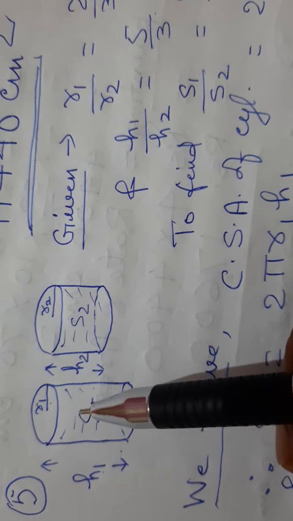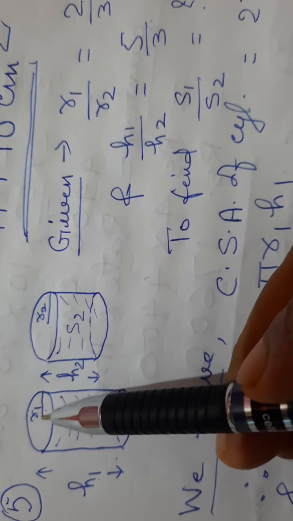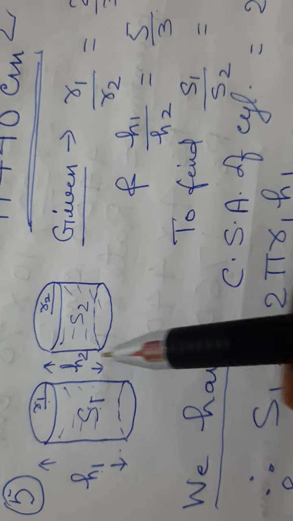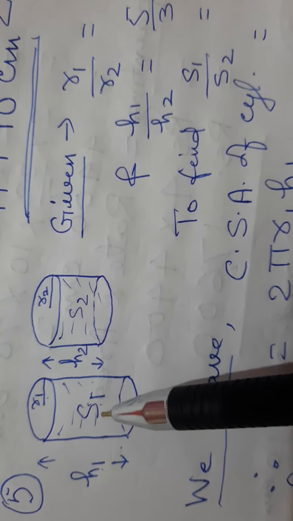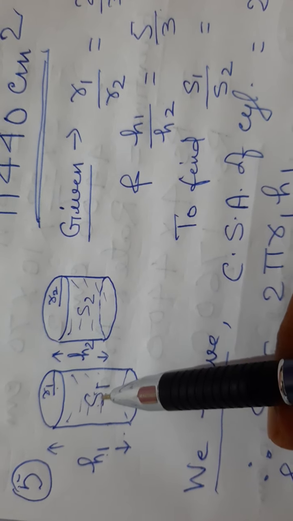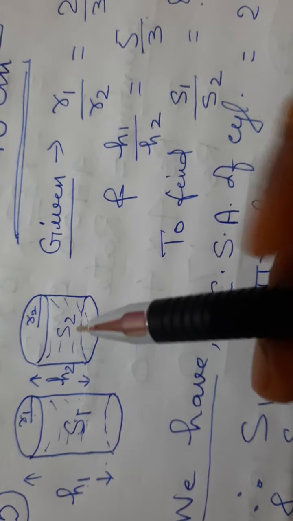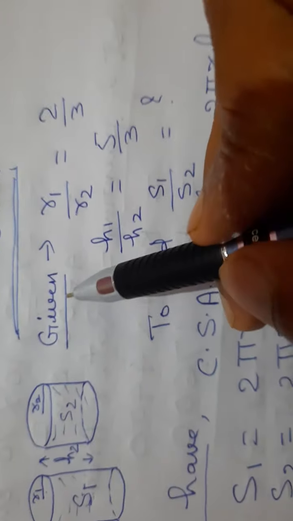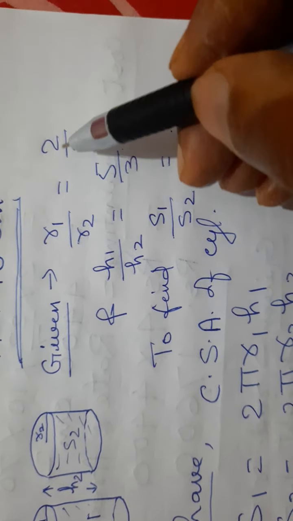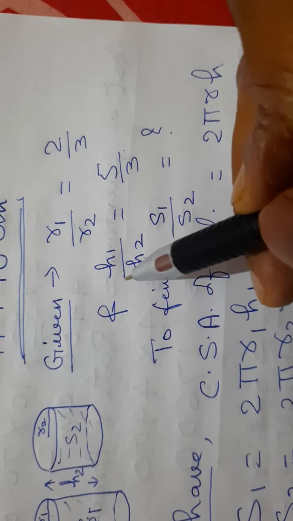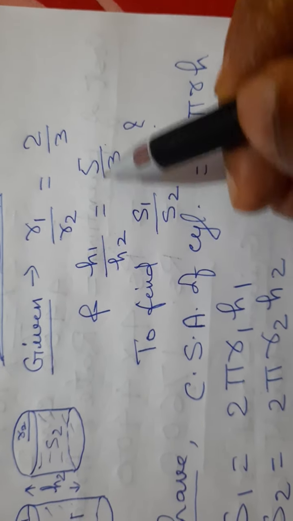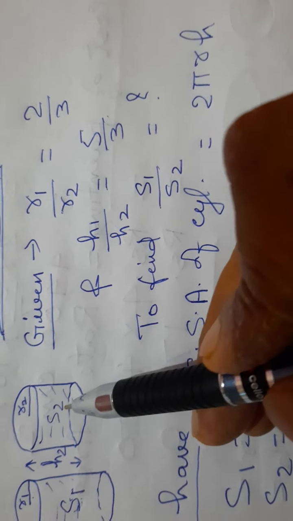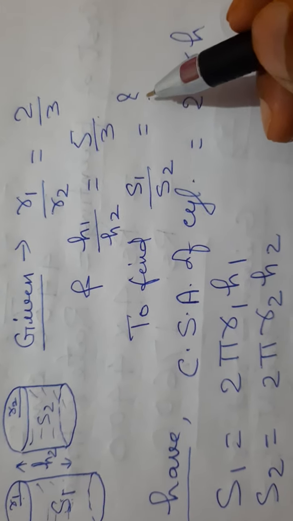Two cylinders, radius R1 and R2, height H1 and H2, and their curved surface areas S1 and S2. Given a ratio of their radii R1 is to R2 equal to 2:3, and the ratio of their heights H1 is to H2 equal to 5:3. To find the ratio of their curved surface areas S1 is to S2, how much?